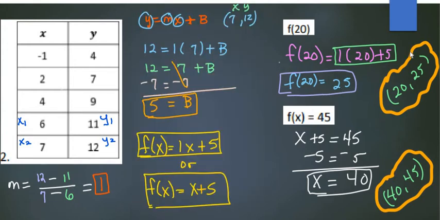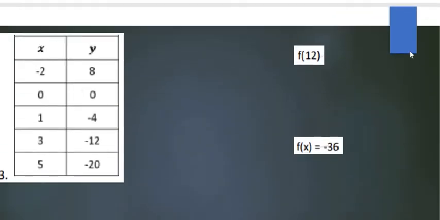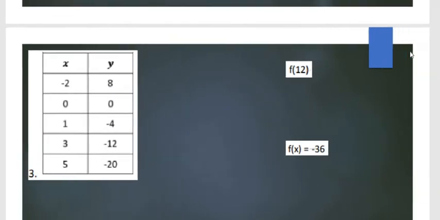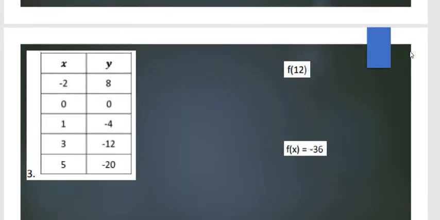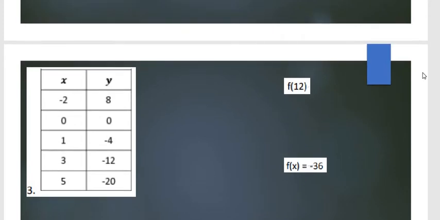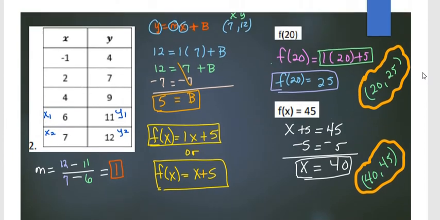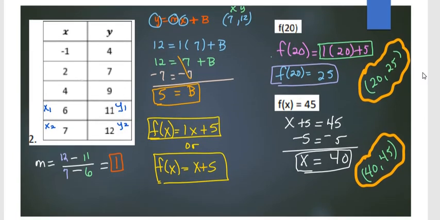Now I want you to go and work number 3, just like what you did on number 2. Make sure that you find the slope first, find the y-intercept, and then put it in function form. So I'm going to move back to number 2 so you can use that as guidance. So work number 3 just like you did number 2 right here. Now put me on pause while you work number 3.